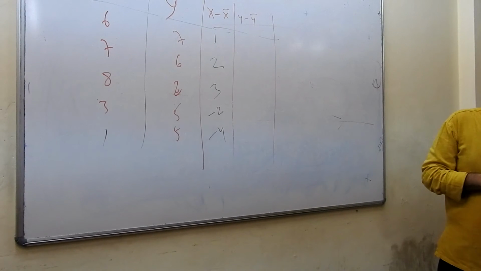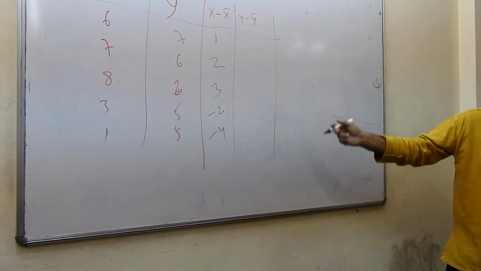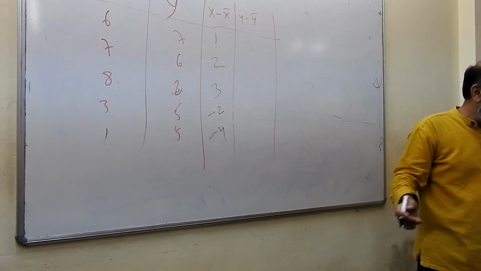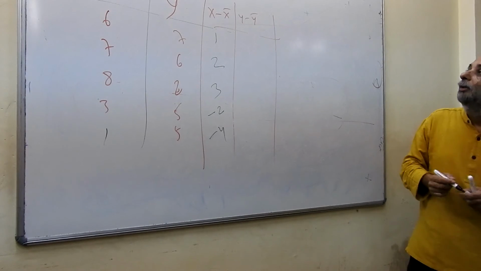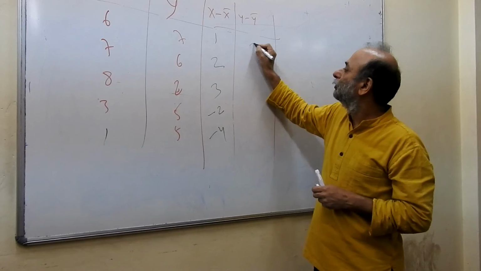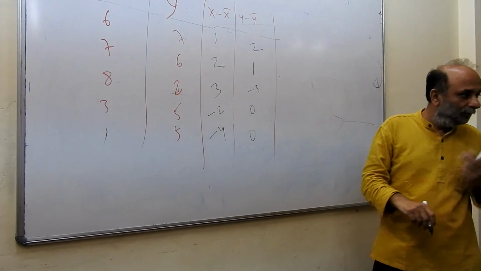They are, because it is mathematically proved that the sum of deviations from the mean has to be 0. So just check whether they are always 0. If they are not 0, then you can be sure that you have made some calculation error. What is y bar? 5. So 2, 1, minus 3, 0. Okay?